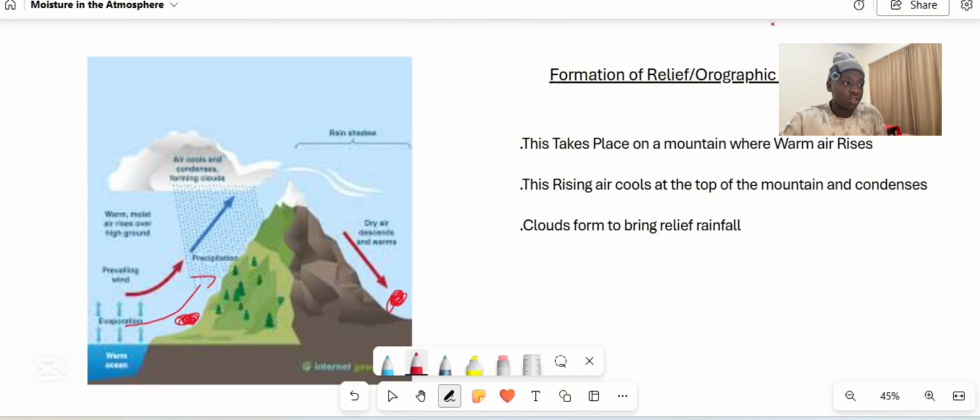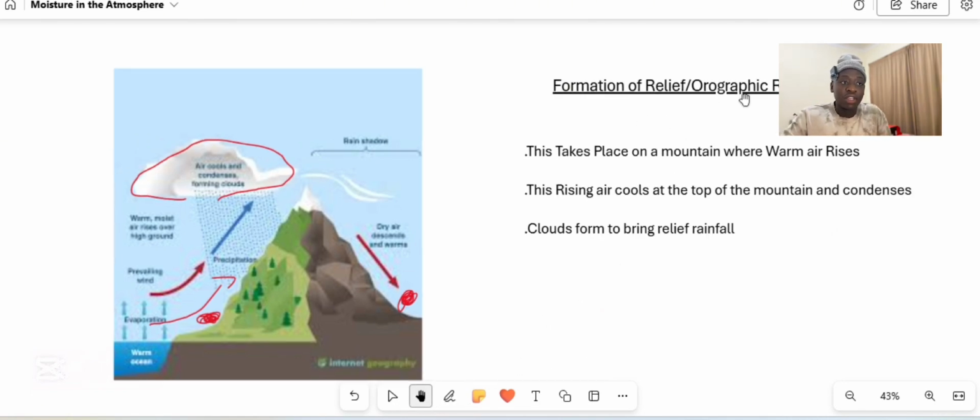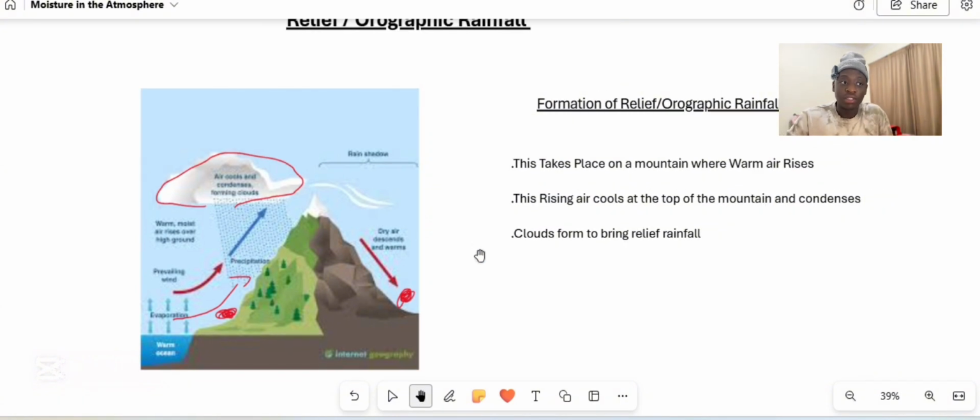As you can see, that condensation brought us clouds here at the top. So that condensation brought us clouds that bring relief rainfall. This is a simple concept of the formation of relief or orographic rainfall. The warm air rises from the ocean. When it rises, it cools and condenses to form clouds, and those clouds therefore bring what? Relief rainfall. I hope that was clear and not confusing to you, my fellow grade 10s.